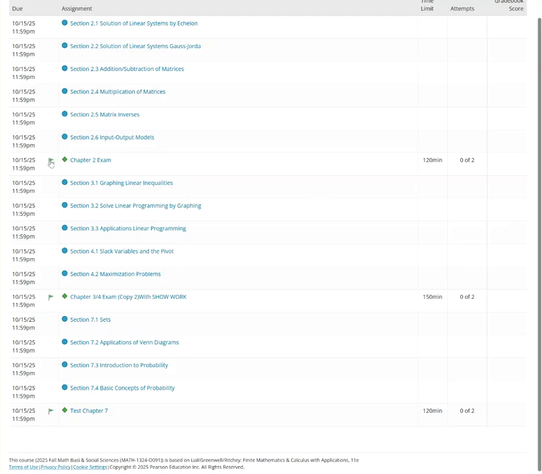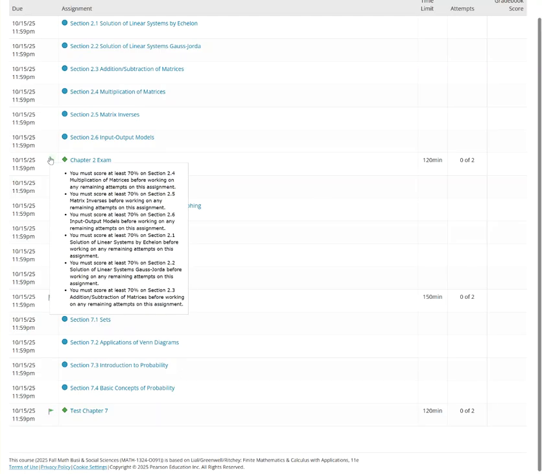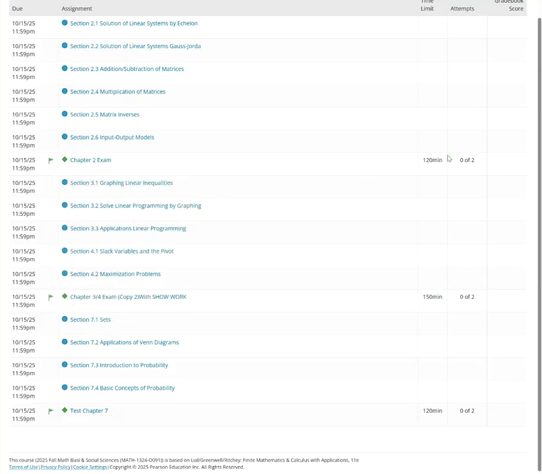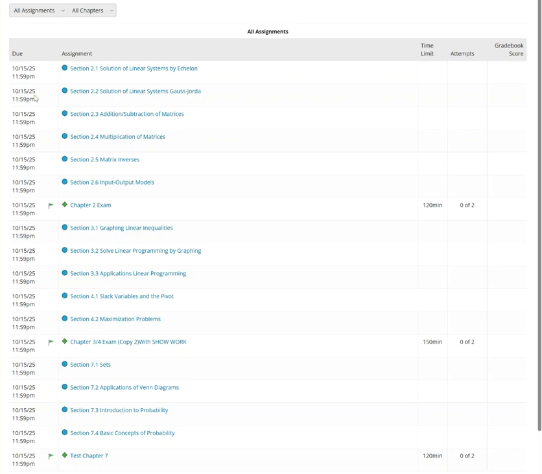In the exams, you get a flag that reminds you you have to pass all the homework or it won't open. You also are told how long you have. You have 2 hours here. You have 2.5 hours for this one. And you have 2 hours here. You have 2 tries on those. So all that information is there. These are clickable links. It tells you October 15th, 11:59, all of that is going to be done. So you got to get this much done by October 15th.